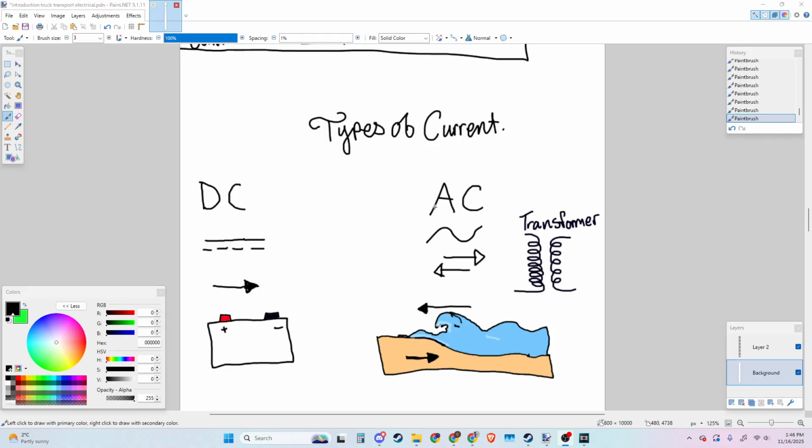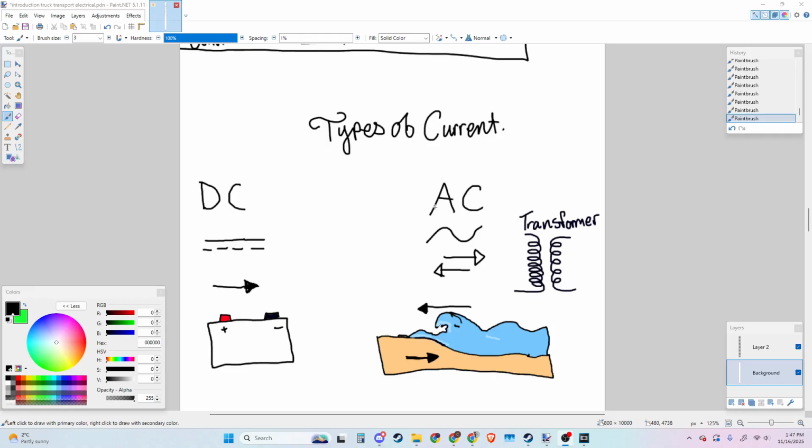Now, with AC, it's a little bit different. Alternating current flows both ways. It's like a tide or a wave hitting a shore. It'll flow towards the beach and it'll flow backwards. For standard applications, we always want to use DC. Our household appliances convert AC voltage to DC voltage.